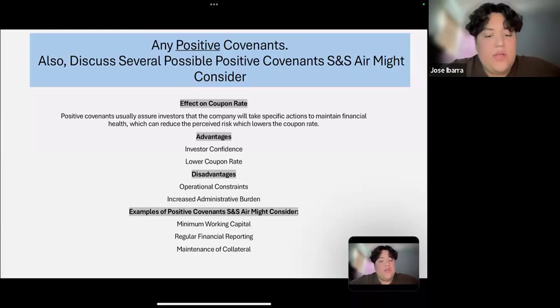And third, maintenance of collateral. So SNS Air must maintain all collateral assets, such as any new facilities, or in this case, any aircraft, in good working condition to ensure they remain valuable and secure.